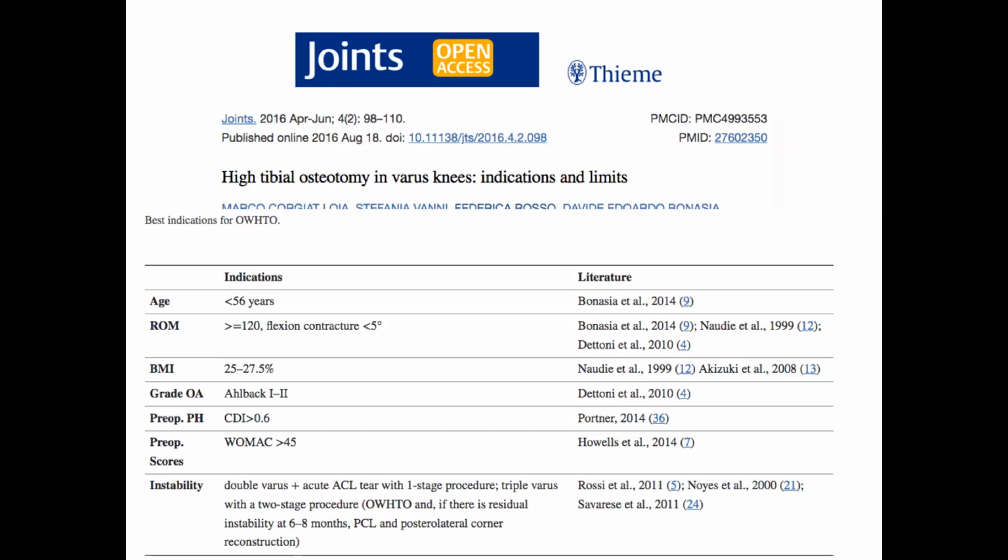we can do it as a single stage procedure. If it is a triple varus, the patient should go for 2 stages. First, we correct with ACL reconstruction, and after open wedge, if residual instability is present after 6 to 8 months, we will go for PCL and posterolateral corner reconstruction.